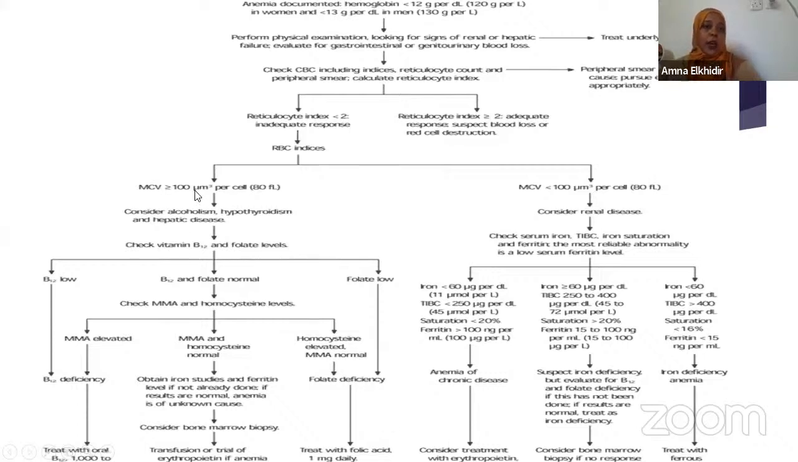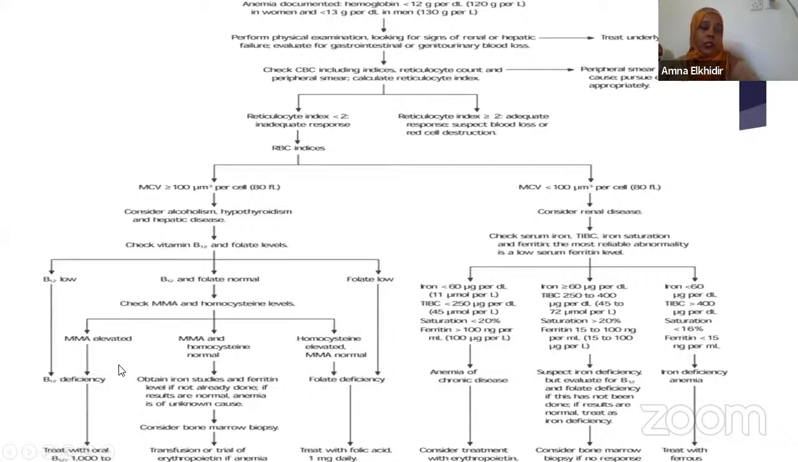When we have high MCV, we can consider the cause to be alcohol if the patient is an alcoholic, hypothyroidism, and hepatic disease. Then if all these are not the cause, we can check for B12 and folate levels. If we find low folate, this is folate deficiency, and we treat the patient with folic acid 2 mg daily. If we find low B12, this is B12 deficiency, and we treat with oral B12. If both have normal levels, we check for methylmalonic acid and homocysteine levels.